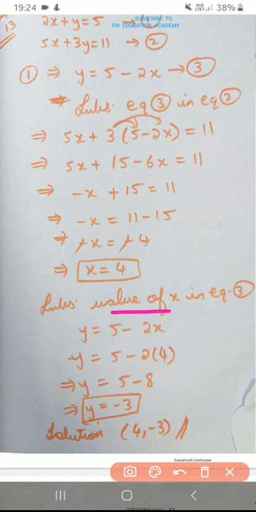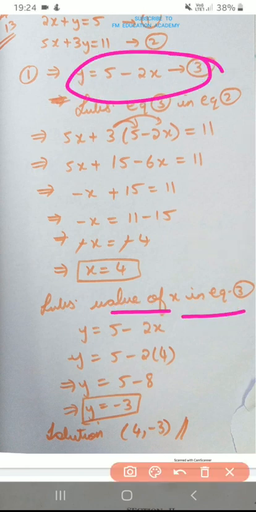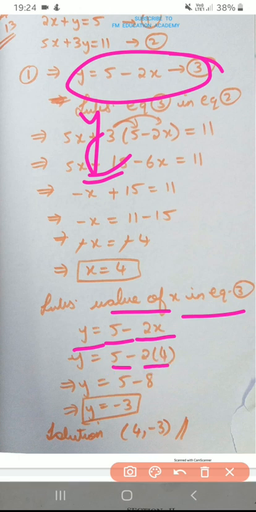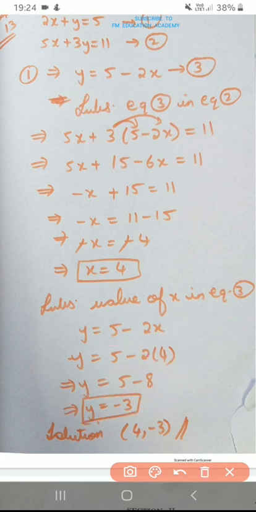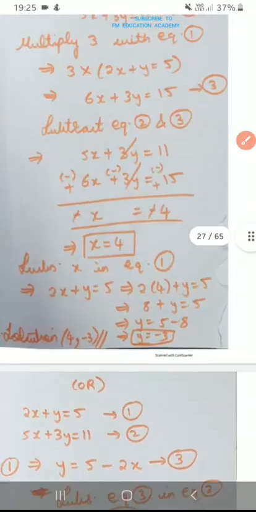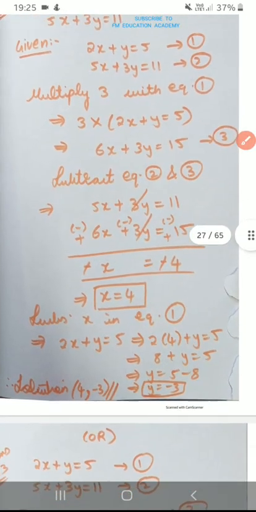So substitute the value of x in equation 3 to find out the value of y. Since y is already on the LHS, we'll directly get the value of y. So y is equals to 5 minus 2 into, in place of x substitute 4. y is equals to 5 minus 8. What is 8 minus 5? 3. So y is equals to minus 3. So what is my solution? x comma y. x here is 4 comma y is minus 3. So this is my answer. See, I got y is equals to minus 3.